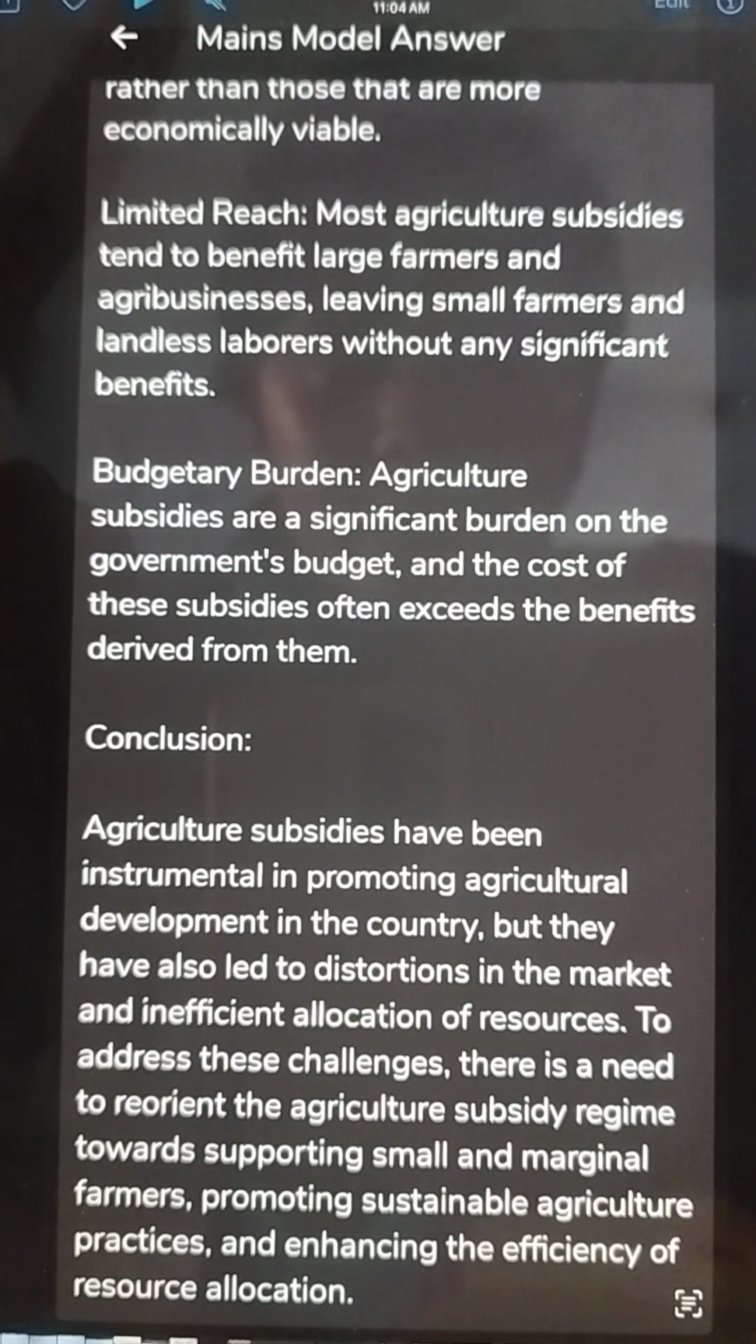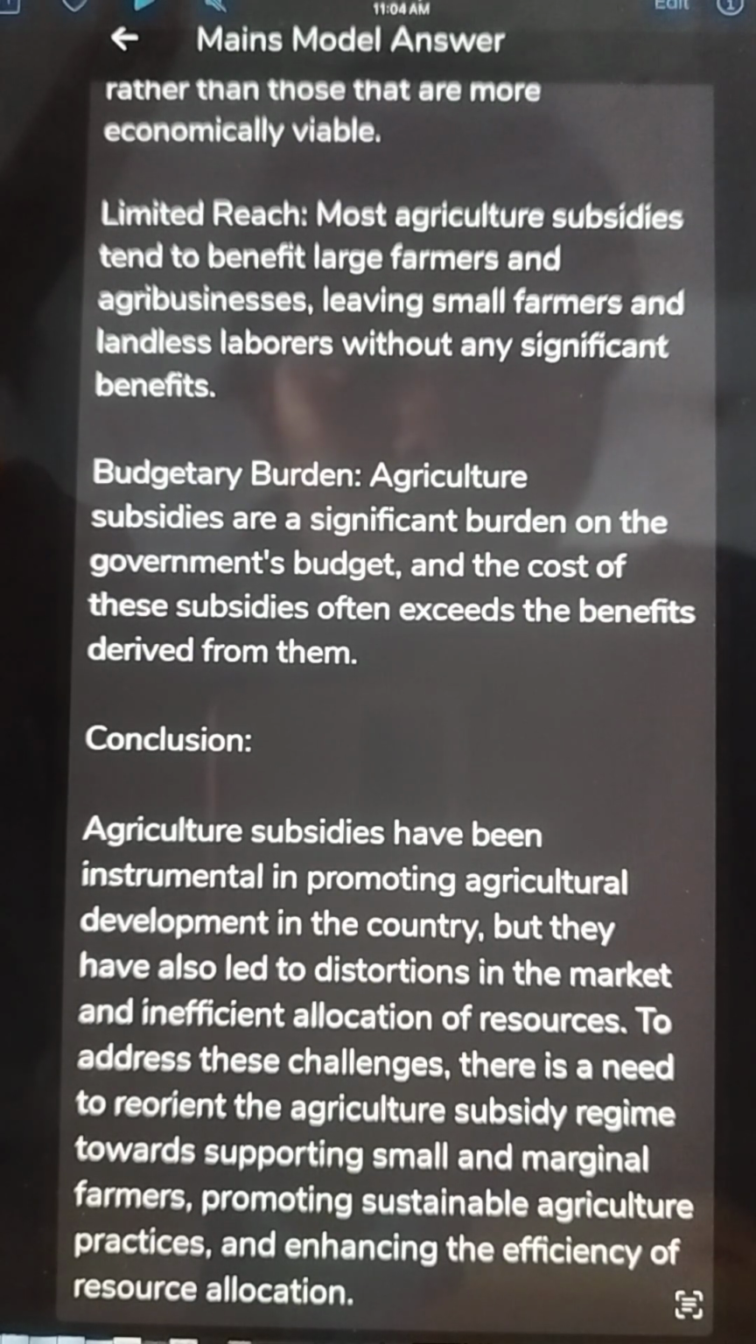Then conclusions: agriculture subsidies have been instrumental in promoting agriculture development in the country, but they have also led to distortions in the market and inefficient allocation of resources. To address these challenges, there is a need to reorient the agriculture subsidy regime towards supporting small and marginal farmers, promoting sustainable agriculture practices, and enhancing efficiency of resource allocation.